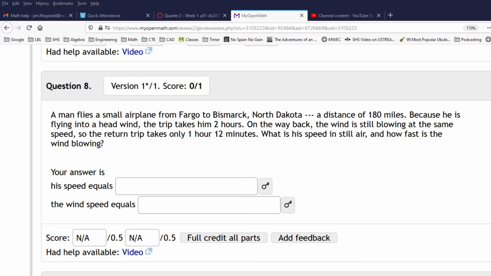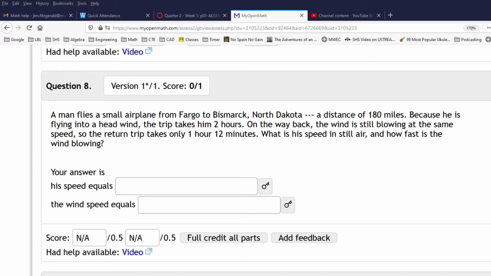This is Algebra 1, Assignment 3-3, problem number 8. Again, this is systems of equations, solving systems of equations by elimination, another word problem. And so, again, the biggest thing here is just being able to write that out.